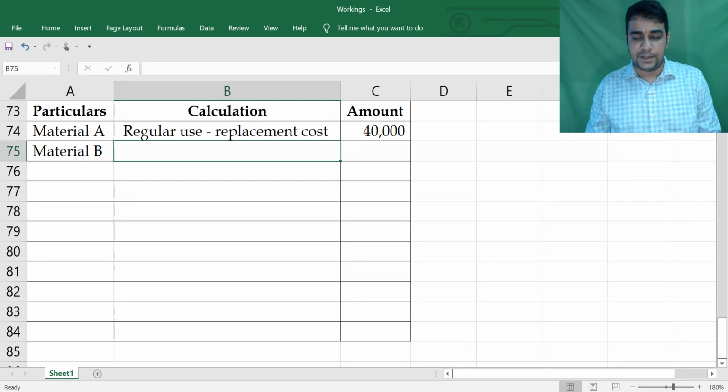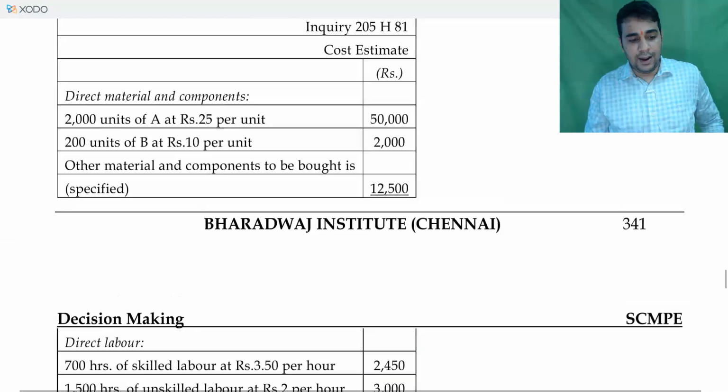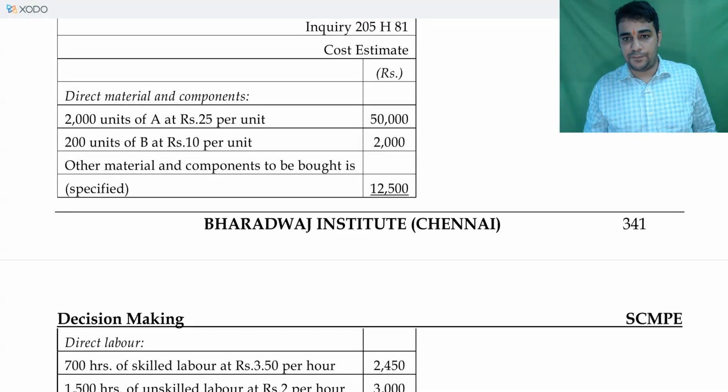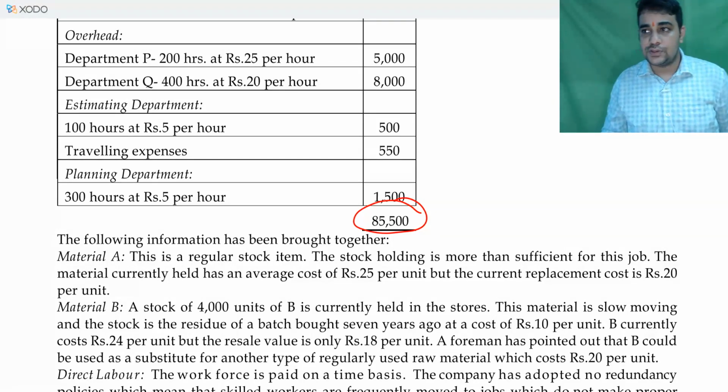Regular use replacement cost 40,000. Coming to material B, I need some 200 units of B. 4,000 units is currently in stock, so it is in stock portion. It's a slow moving item.